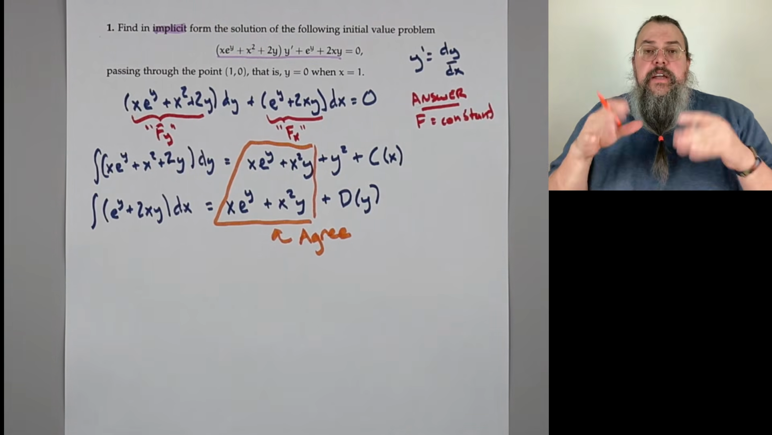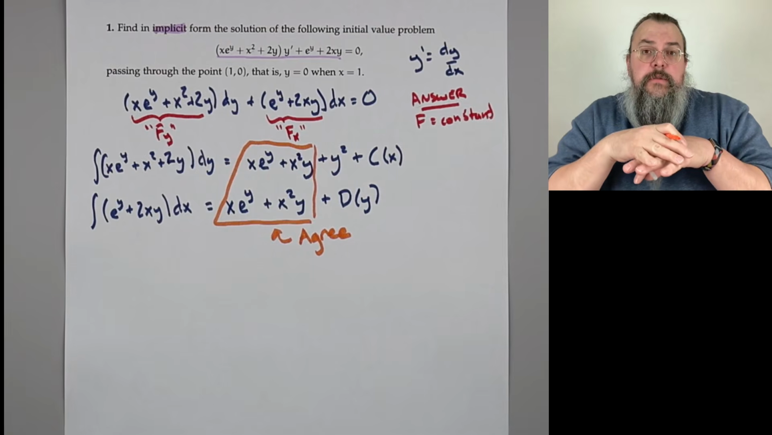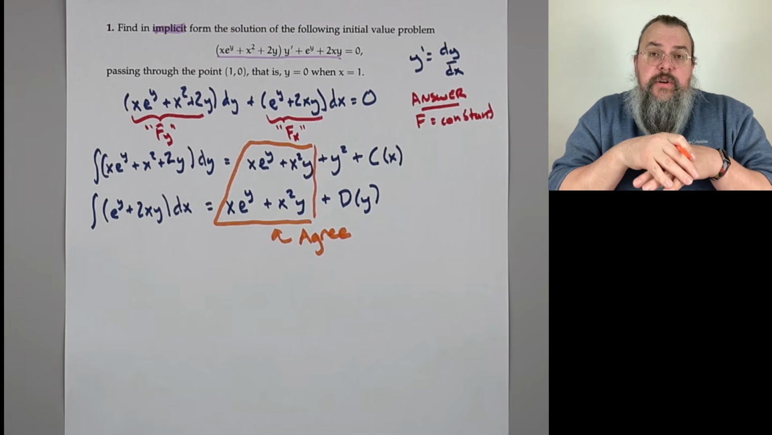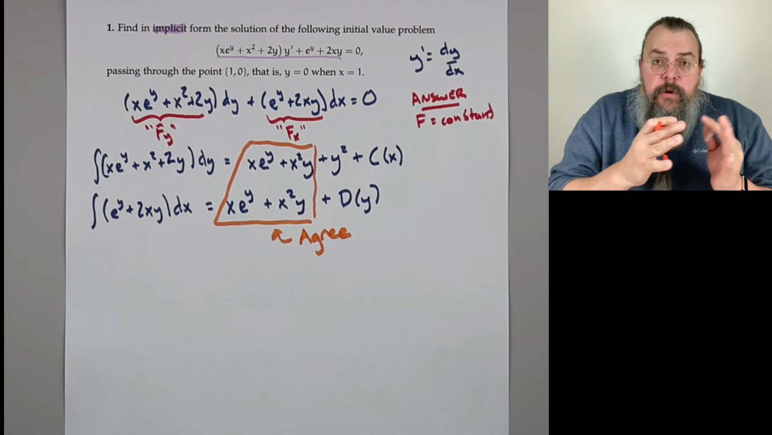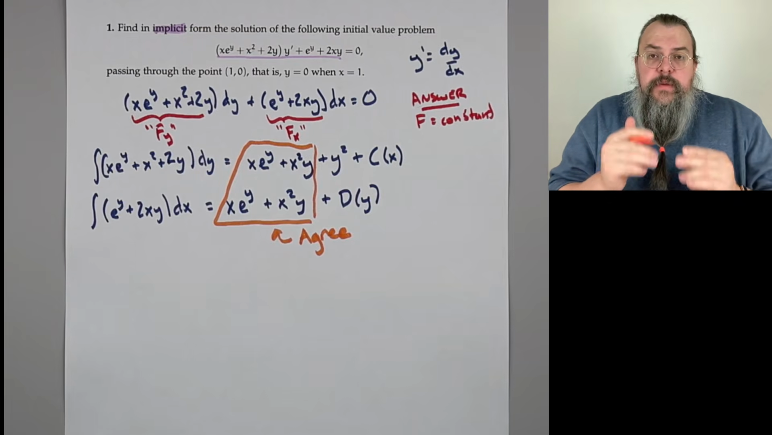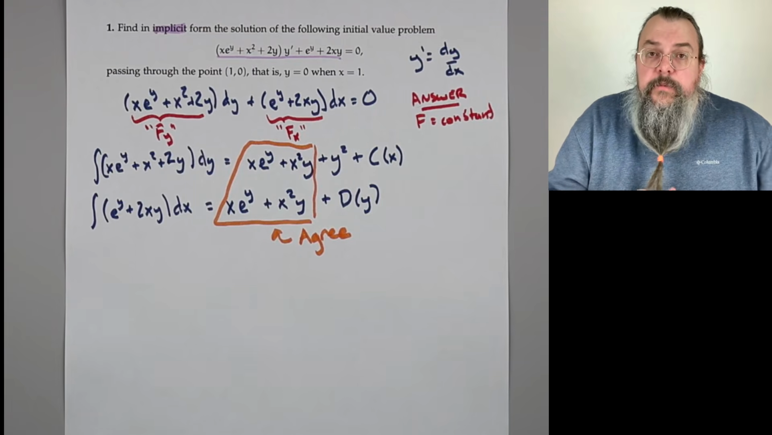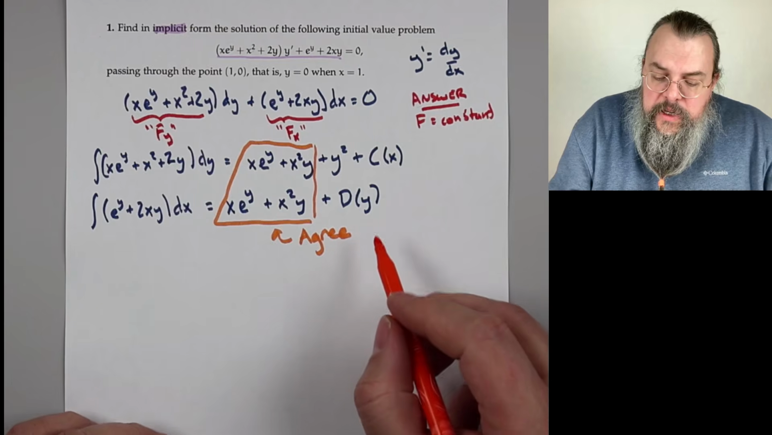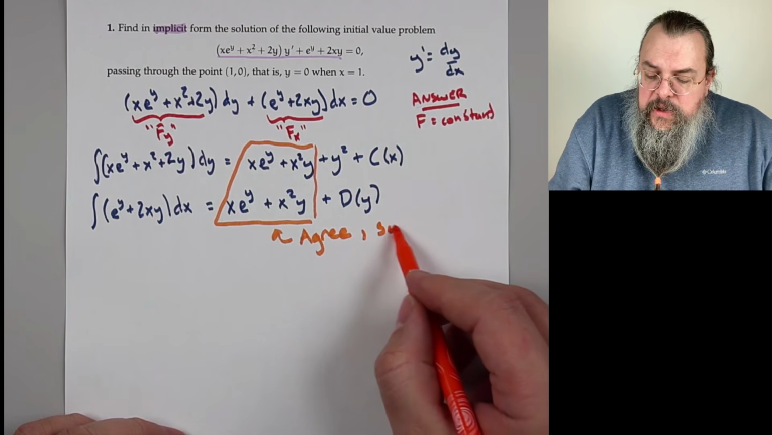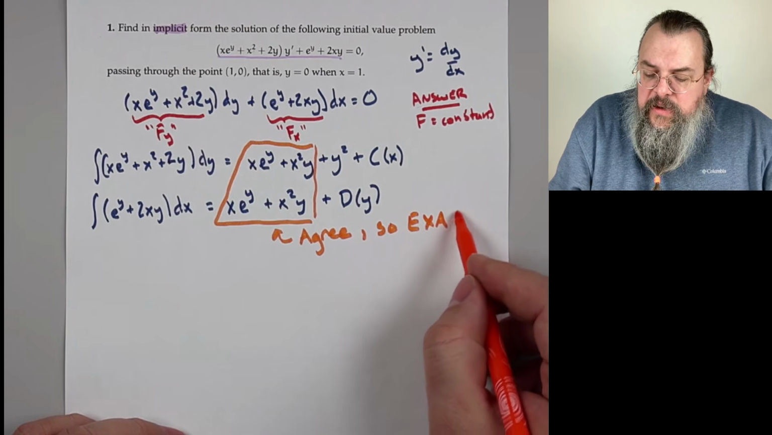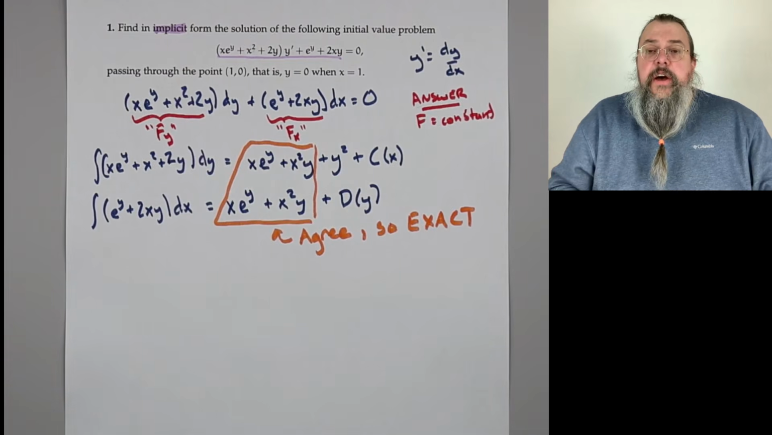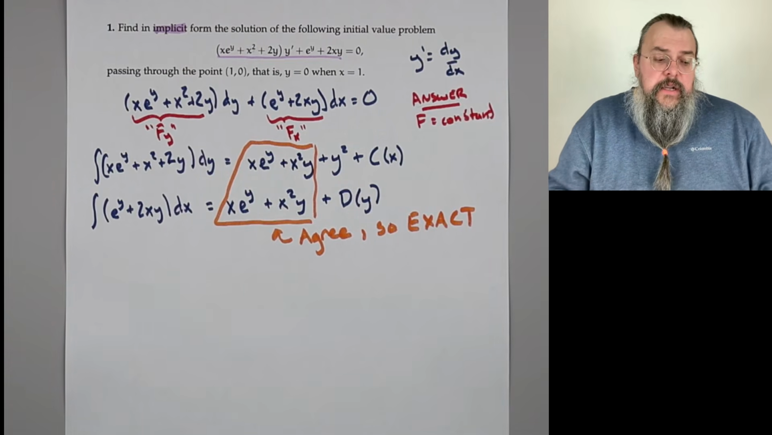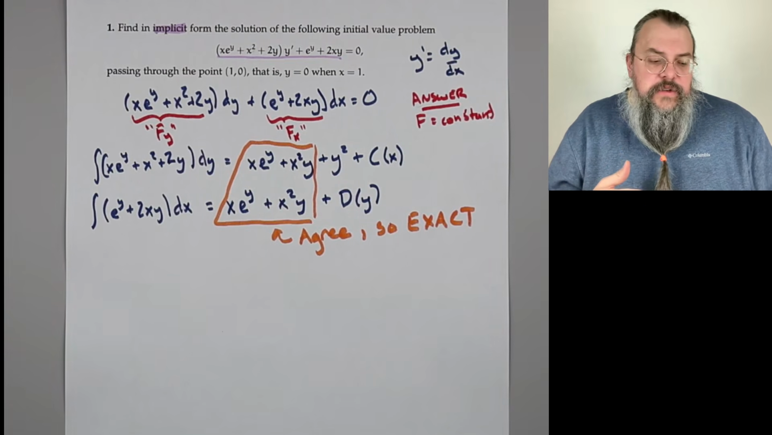Now, that says that where they should agree, the parts that involve both x and y, they do agree. Parts that only involve y or only involve x, they don't have to agree. But now we know that these agree, so this is in fact exact. All right, so that justifies that what we're doing is actually valid. And it's nice to know that you're doing something which is valid.